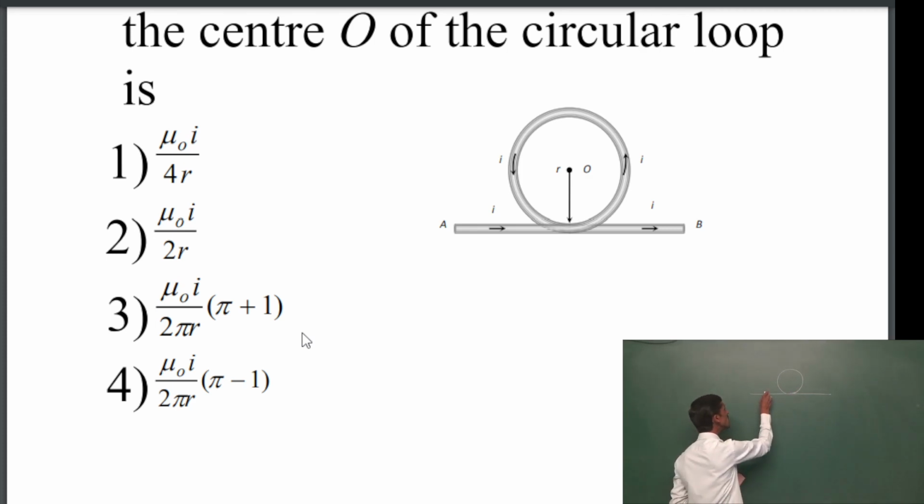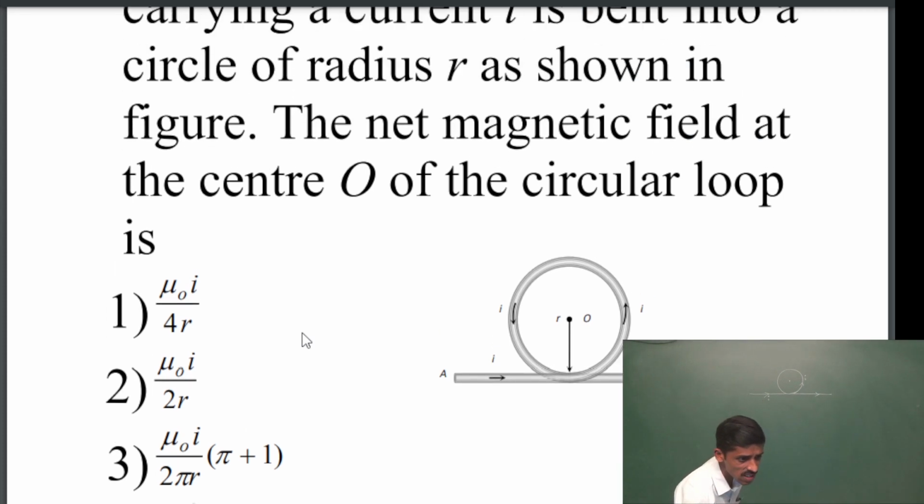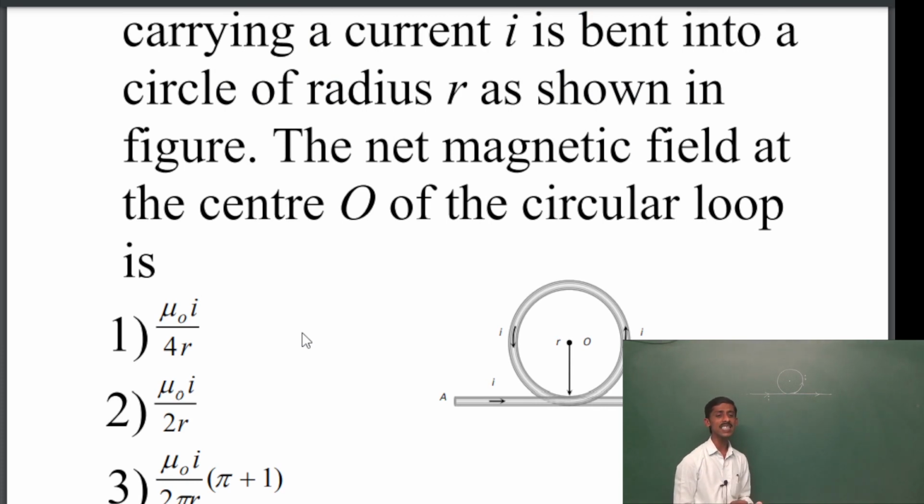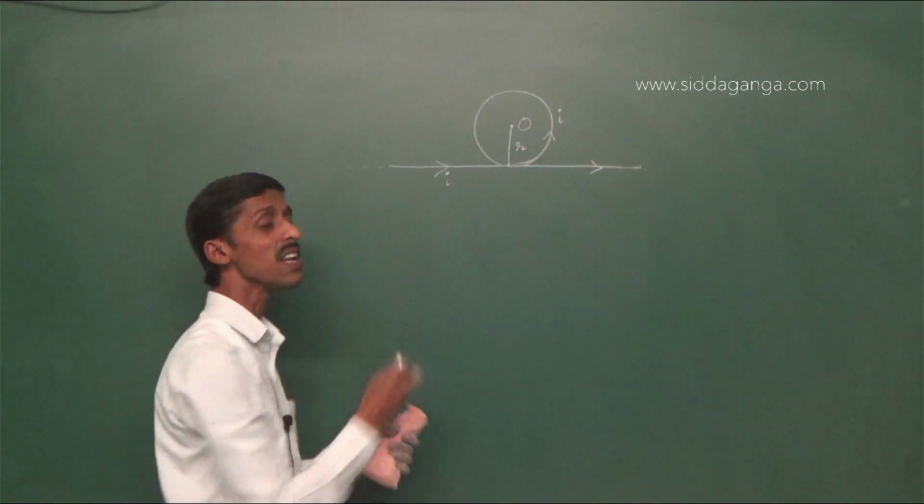So the direction of the current is I here, and in the circular loop the current will be anti-clockwise, and the wire is infinitely long. If you see the diagram, the wire is infinitely long compared to the distance of the given point. What is the question? The net magnetic field at the center O of the circular loop of radius R. The distance of the point from the straight wire is R and the radius of the circular loop is R. So now this is the configuration given.